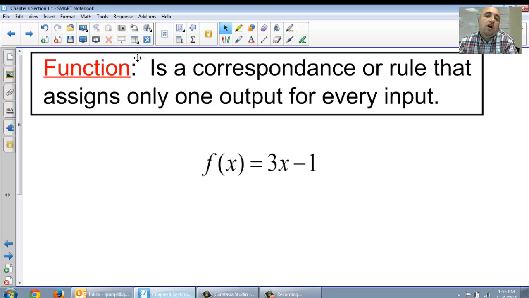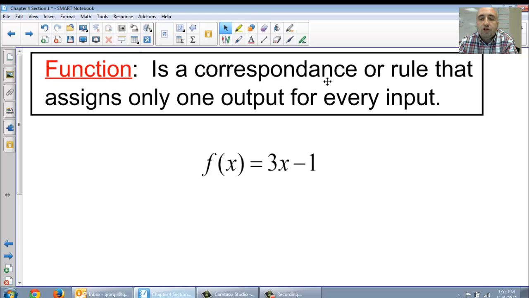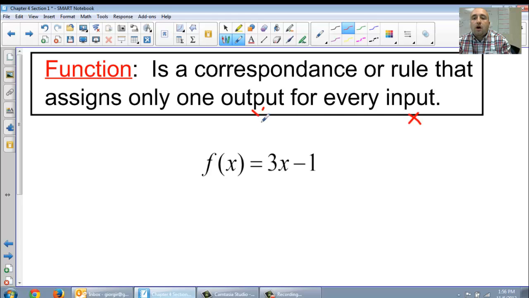So first thing we're going to talk about is the definition of a function. A function is a correspondence or rule that assigns only one output for every input. Okay, you need to start thinking, when you hear the word input, you need to start thinking about x values, and outputs are y values. So when you hear output, you should think y, and when you hear input, you should think x.